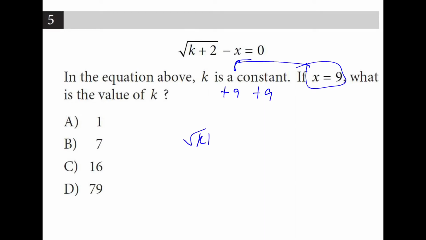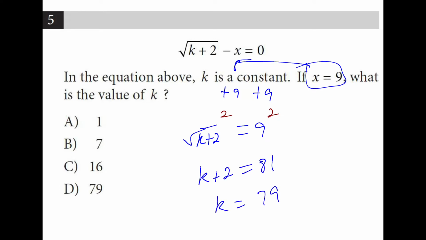Now I have root k plus 2 is equal to 9. I square both sides to cancel that out. I have k plus 2 is equal to 81. I subtract 2 from both sides, and my answer is 79.